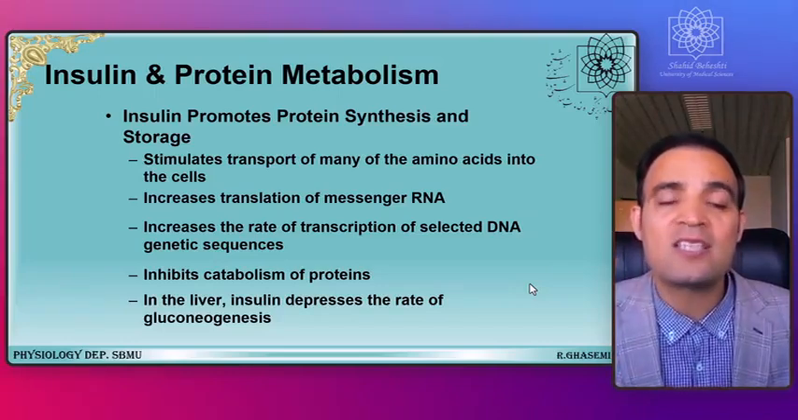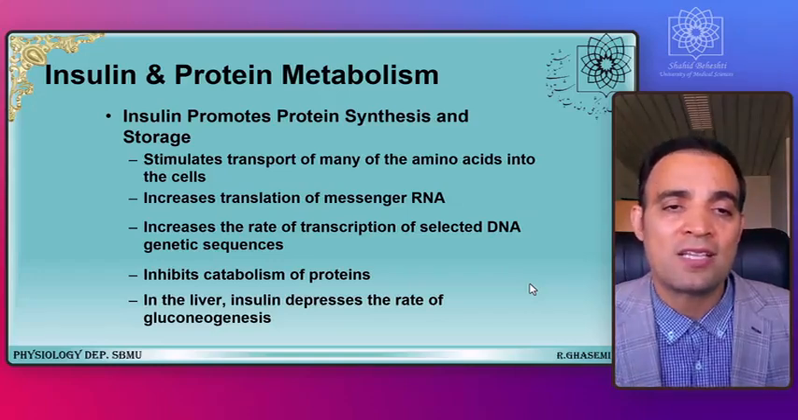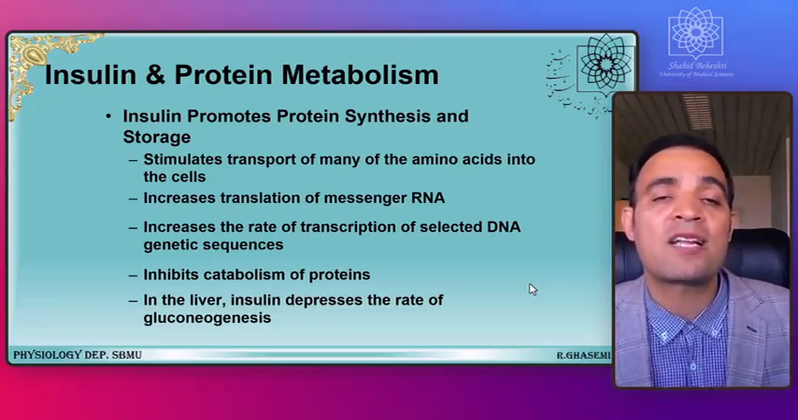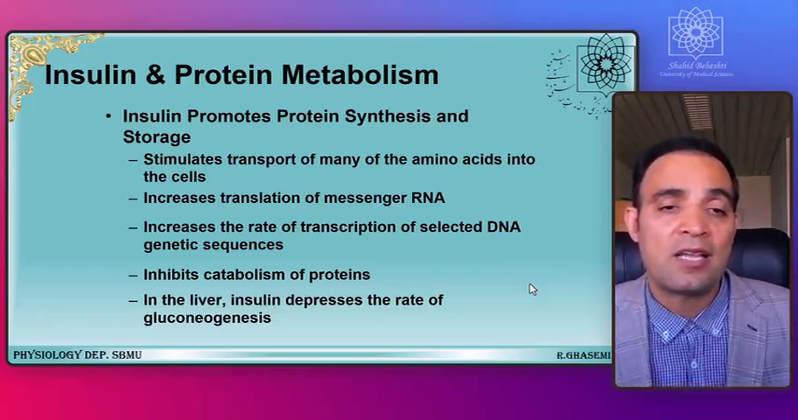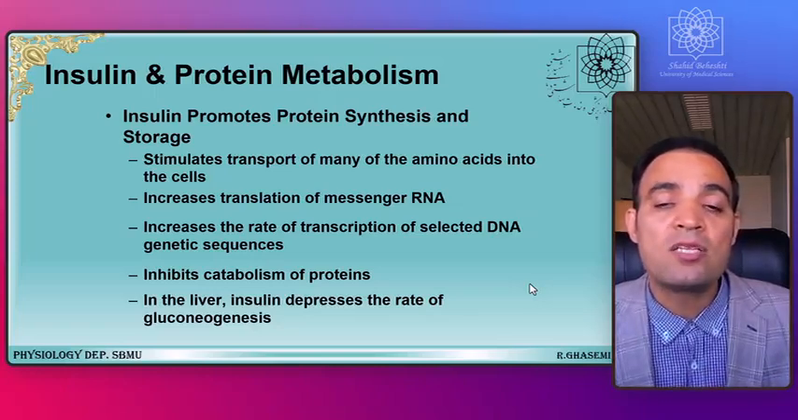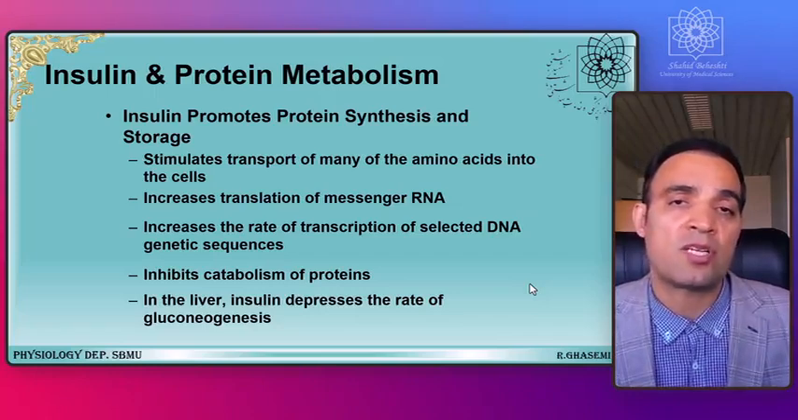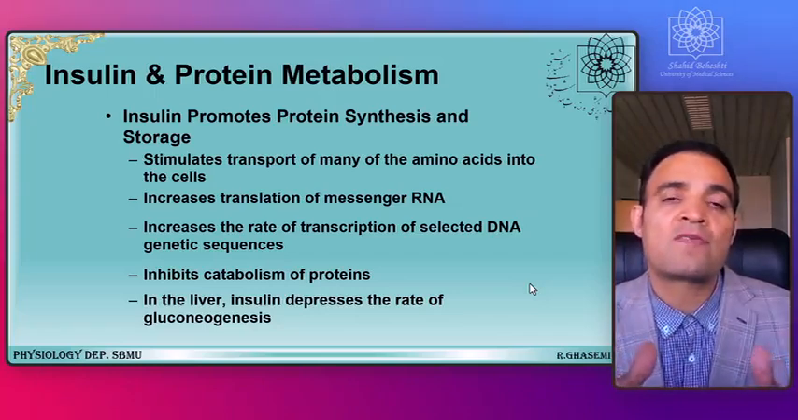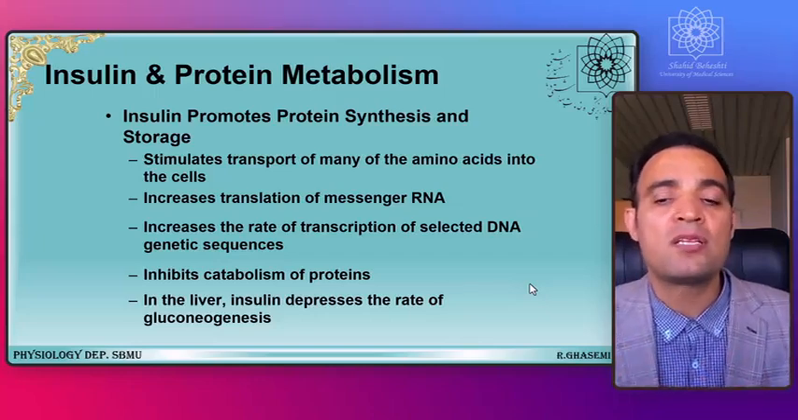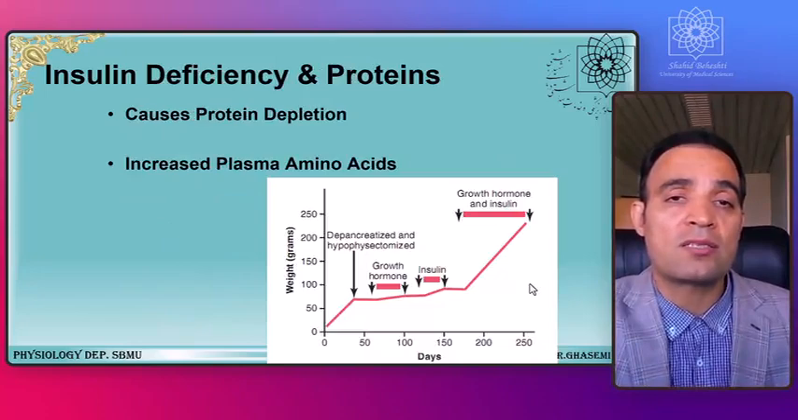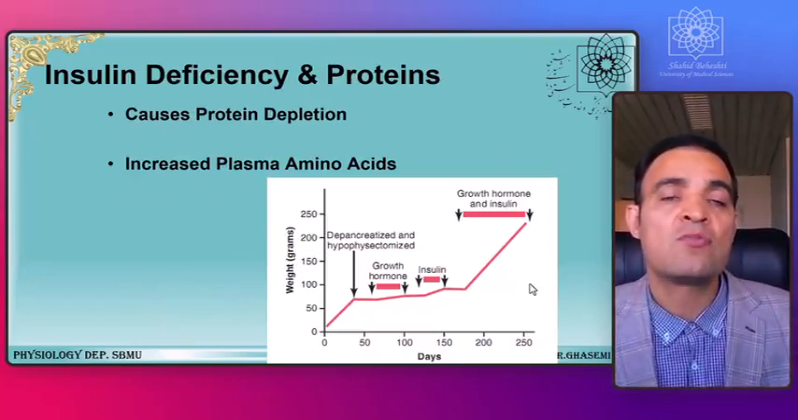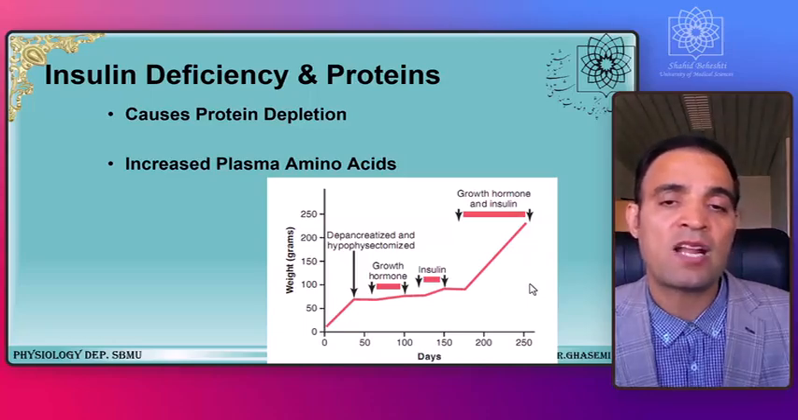Therefore, we can say that insulin stimulates protein synthesis, increases translation of messenger RNA, increases the rate of transcription of selected DNAs, inhibits catabolism of protein, and in the liver, insulin inhibits gluconeogenesis. All these effects favor growth. Without insulin, growth will be retarded.